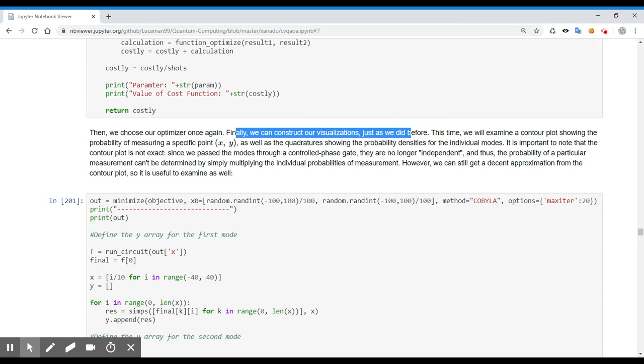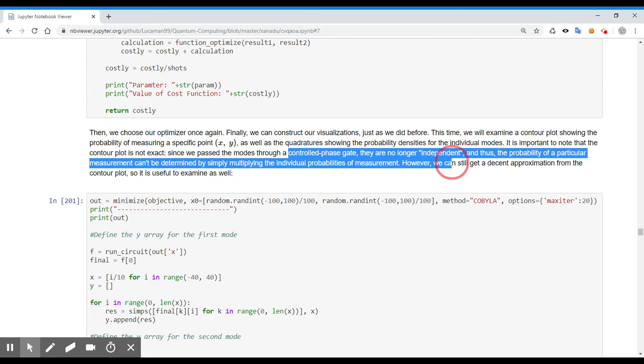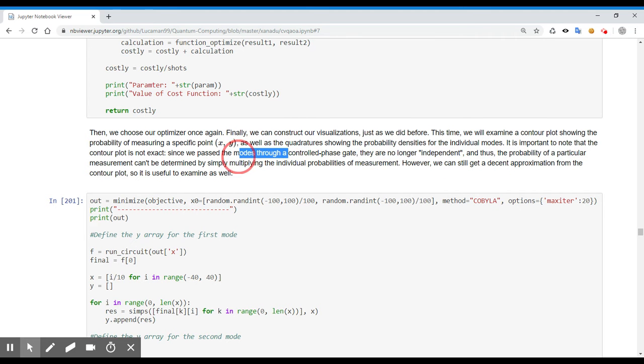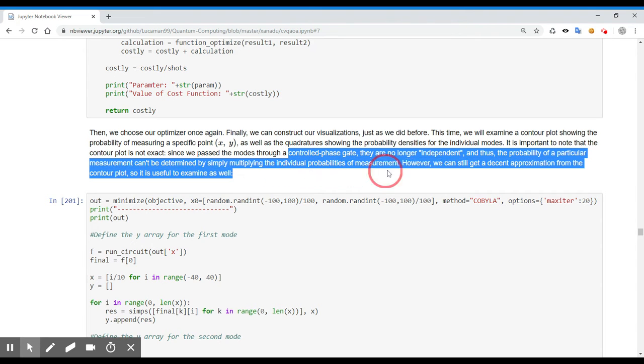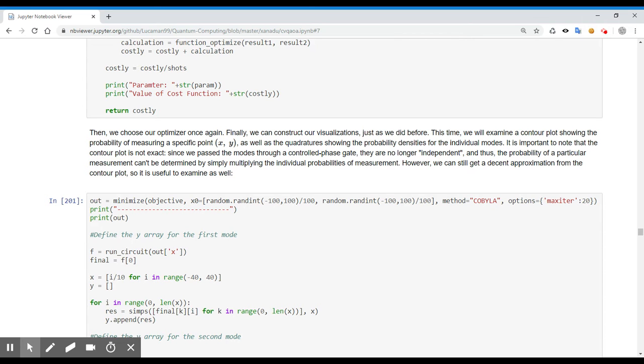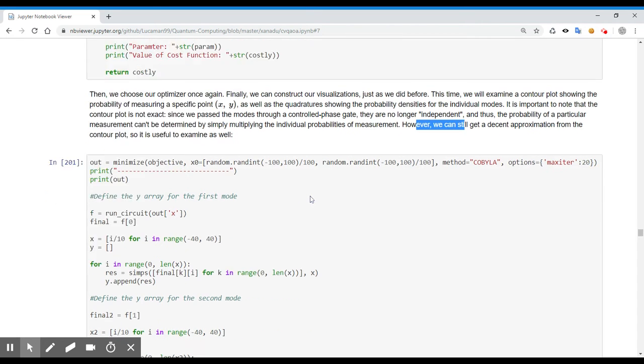This time we'll examine a contour plot showing the probability of measuring a specific point x and y, as well as the quadrature showing the probability densities for the individual modes. It is important to note that the contour plot is not exact. Since we passed the modes through a controlled phase gate, they are no longer independent. So they are entangled, sort of, right? So this is entanglement again, kind of, I guess. However, we can still get a decent approximation from the contour plot, so it is useful to examine as well.